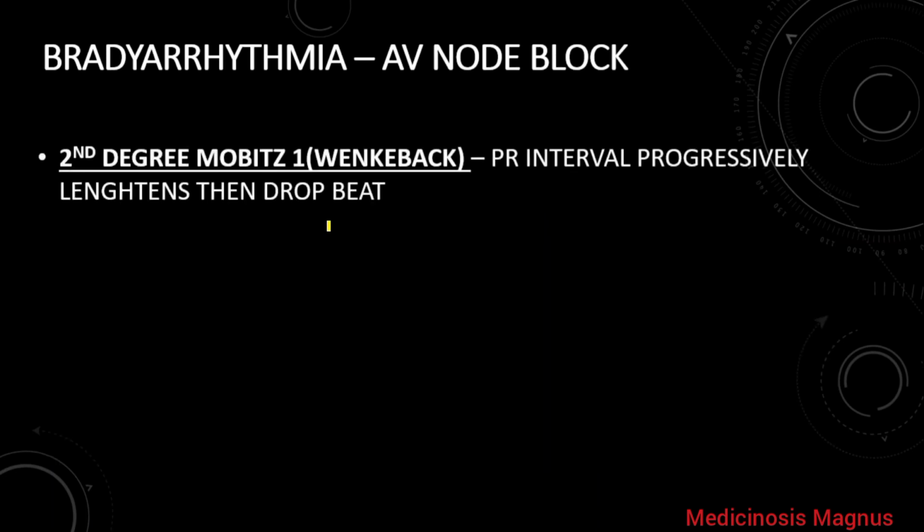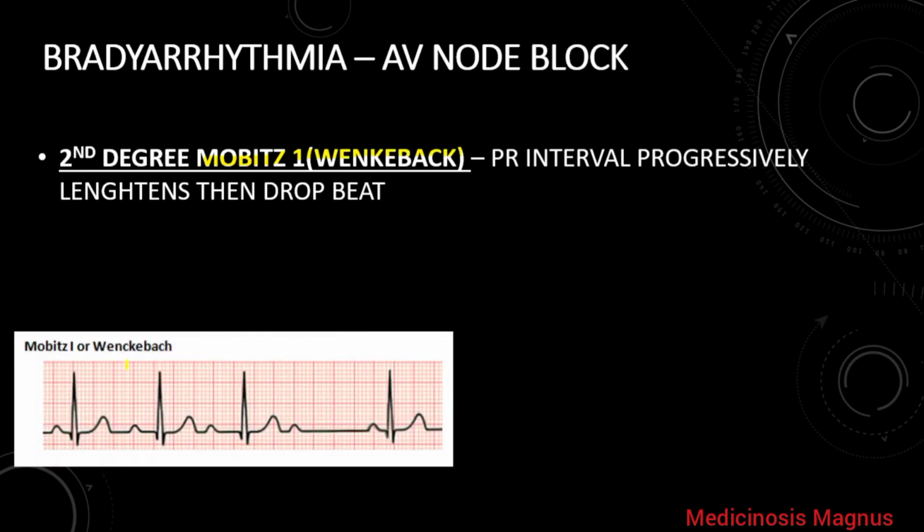In the second degree, we will see type 1, that is Mobitz 1 or the Wenckebach. Here the PR interval progressively lengthens and there is an absent beat. If you see here, the PR interval is progressing, it's lengthening, and suddenly there is a dropped beat or there is an absent complex. Again the patient will have PR lengthening, and suddenly a dropped beat. That is second degree Mobitz 1 Wenckebach for you guys.